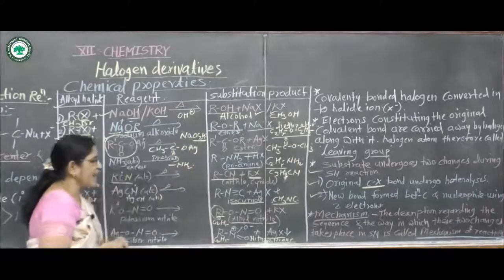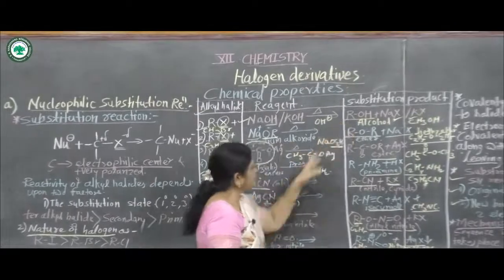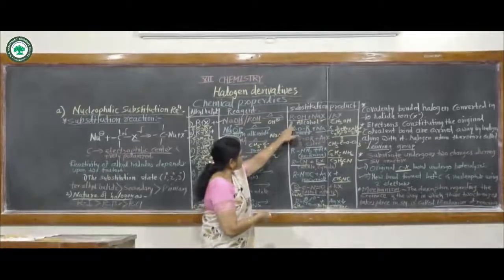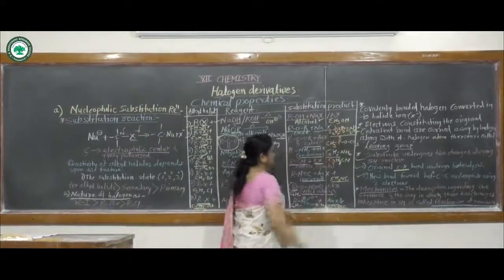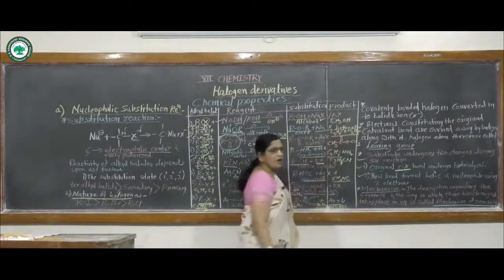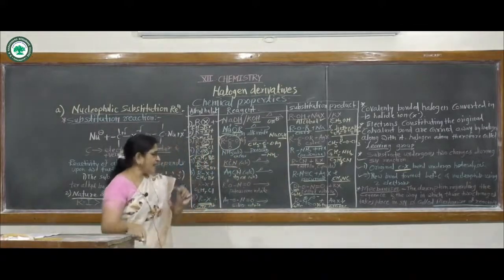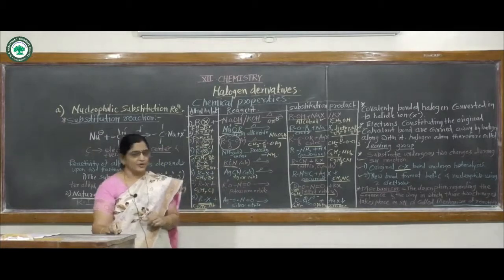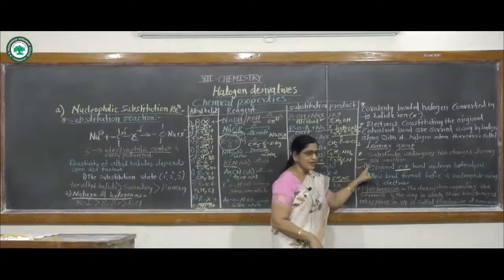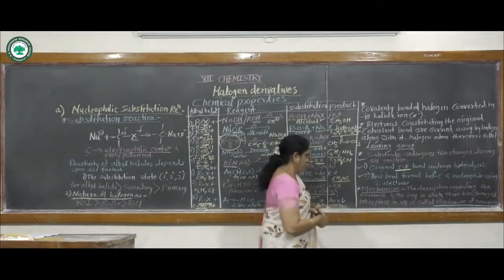The new bond is formed between carbon and nucleophile in the second step, before formation of the product. See in this example, a new bond is formed between this carbon and hydrogen. In this second example also, a new bond is formed between this carbon and oxygen. In this way, the substrate undergoes two changes during nucleophilic substitution reaction.